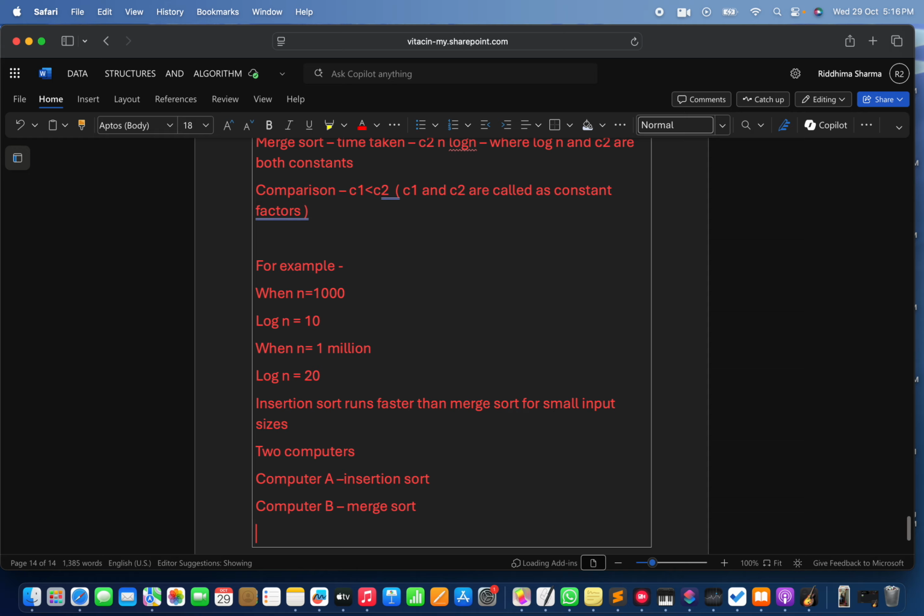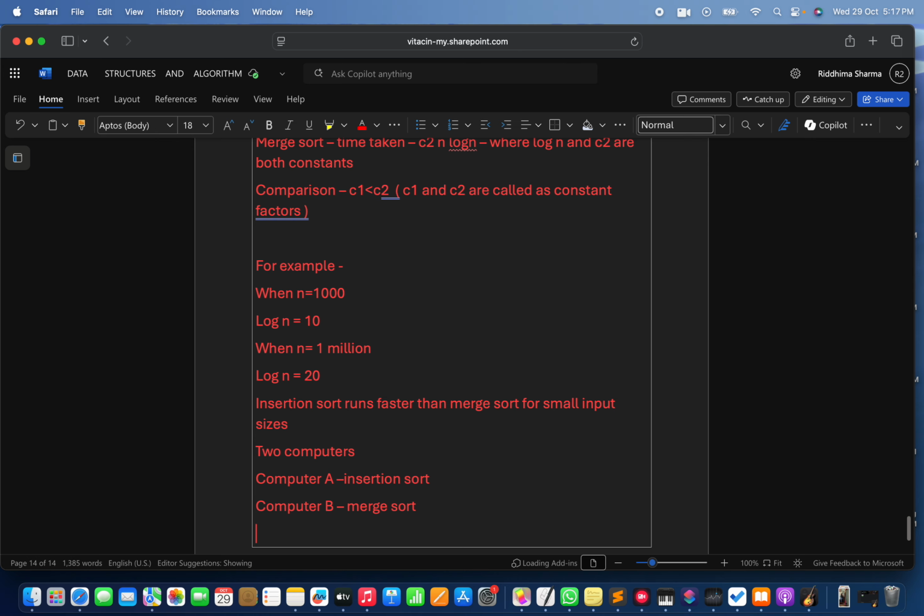They each sort an array of 10 million numbers. Although 10 million numbers might seem like a lot, if the numbers are 8-byte integers, then the input is about 80 megabytes, which fits in the memory of even an inexpensive laptop computer many times over. Suppose that computer A executes 10 billion instructions per second and computer B executes only 10 million instructions per second, so that computer A is 1000 times faster than computer B in raw computing power.